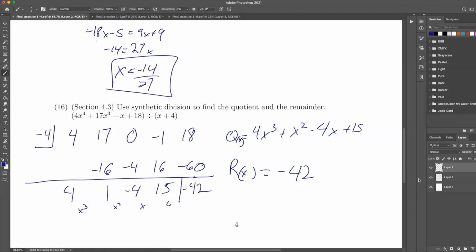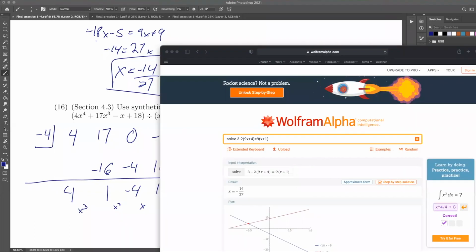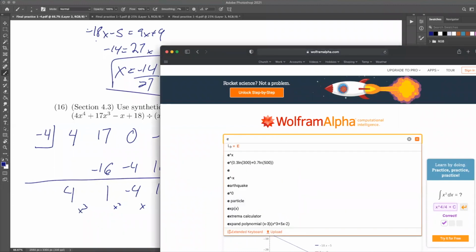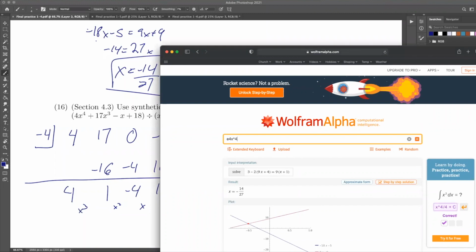Okay, and so let's just check this in Wolfram Alpha. It'd be good to know how to check all your answers, so I'm happy to actually double check everything with you. So here we're just going to do this division. 4x to the 4th plus 17x cubed minus x plus 18 divided by x plus 4.